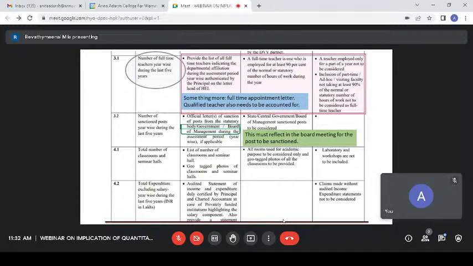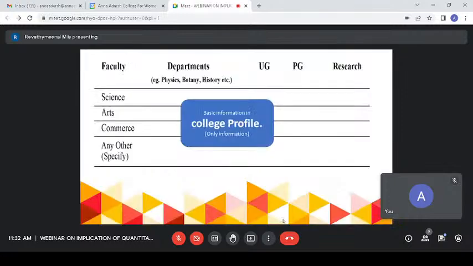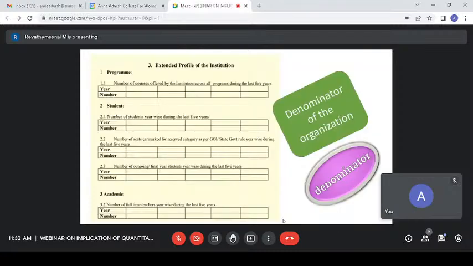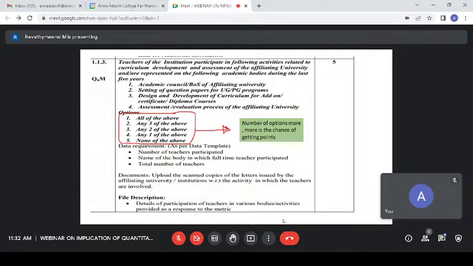Come to the next slide, please. This was the basic information that I made a mention of. The next slide, please. This was about the exhaustivity of the information that I was making a mention of. And then we have one more slide. Next slide, please. Yeah, this was about the extended profile that I was trying to make a mention of. Now come to the next slide, please. Right. See this question here now. It's a different type of question.